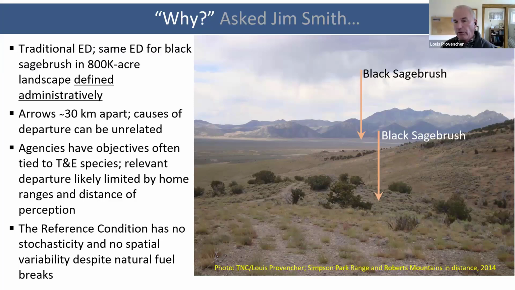But for traditional ecological departure, you have the same score over there and closer by. There's only one value for black sagebrush. It could be 56% or whatever. But as for management, it's not very practical.